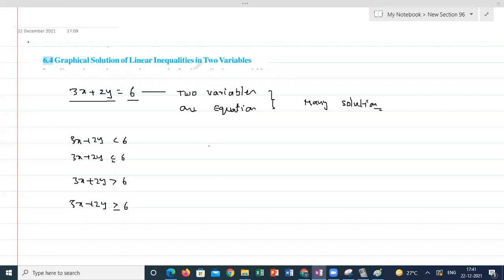So what is the meaning? Can anyone explain these statements? Based on your knowledge, what is the meaning of 3x plus 2y less than 6? Students, what is the meaning of this statement? Raghav, anyone? Students, please respond. What is the meaning of this statement?